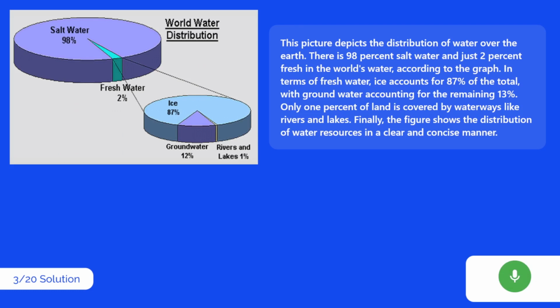This picture depicts the distribution of water over the Earth. There is 98% salt water and just 2% fresh water in the world's water, according to the graph. In terms of fresh water, ice accounts for 87% of the total, with groundwater accounting for the remaining 13%. Only 1% of land is covered by waterways like rivers and lakes. Finally, the figure shows the distribution of water resources in a clear and concise manner.